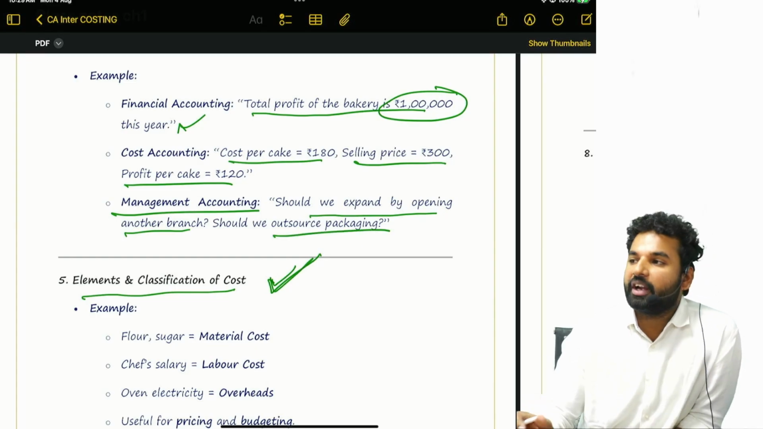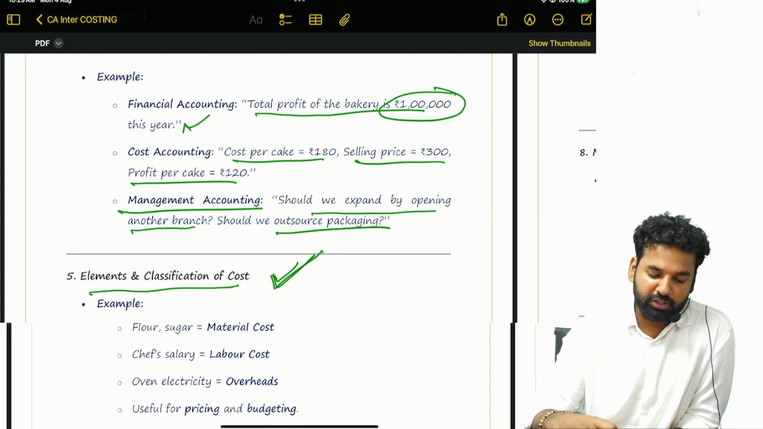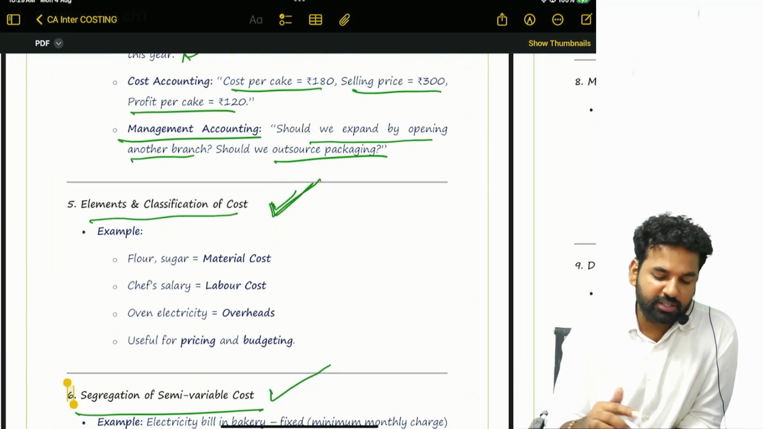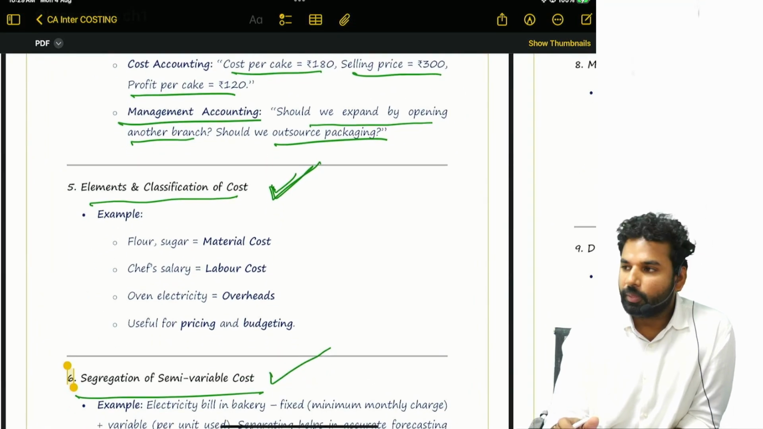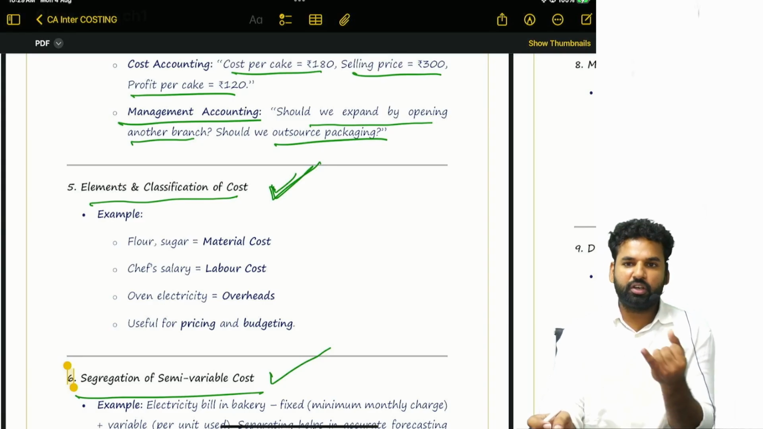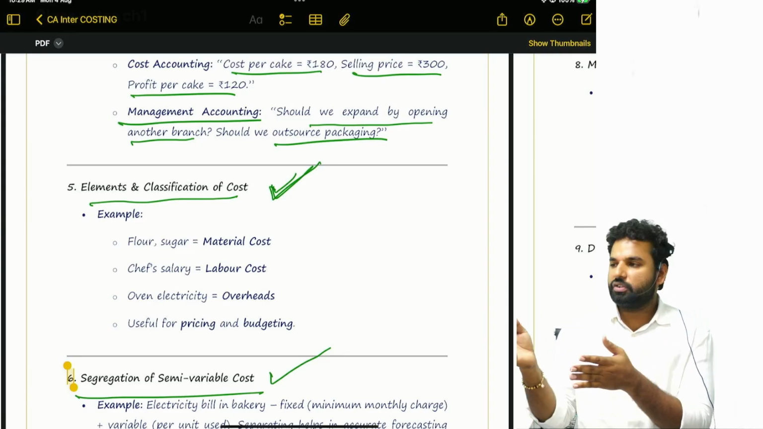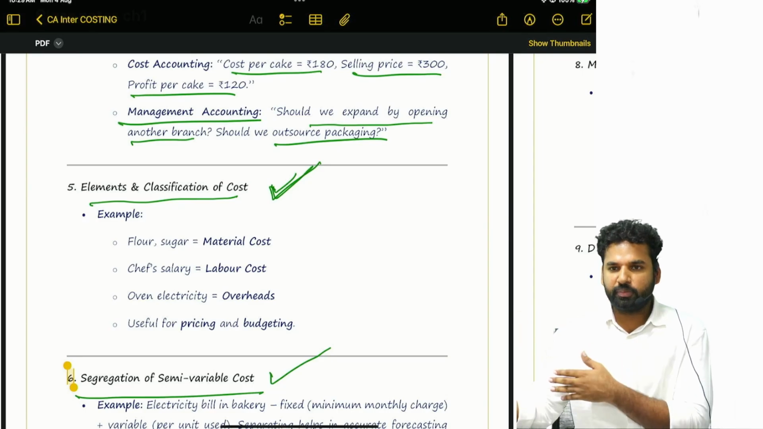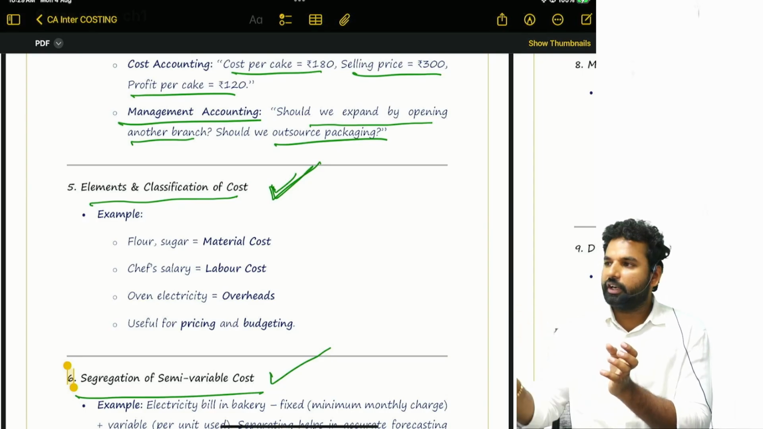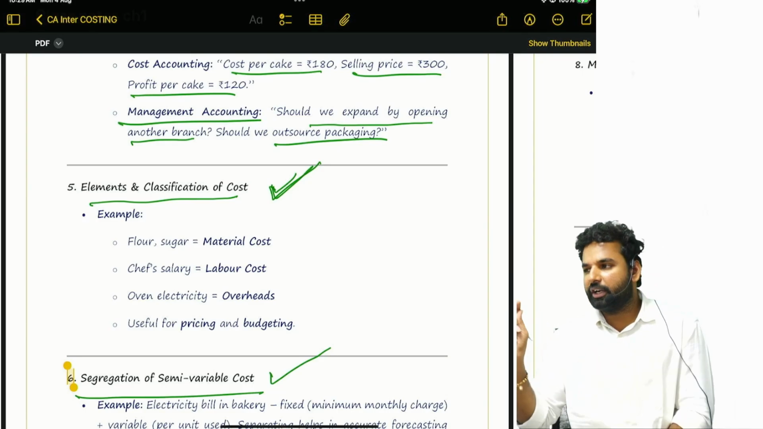So likewise we will make decisions. This is what is management accounting. This is the clear difference. Next, classification of the cost we have seen. Classification of material cost and labor cost, other expenses. So material also direct, indirect. Likewise we have seen labor also direct, indirect, expenses also direct, indirect. All the indirect material, all the indirect labor and indirect expenses will be termed as overheads.